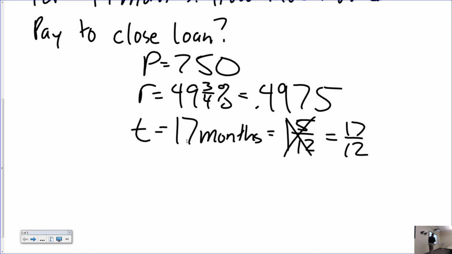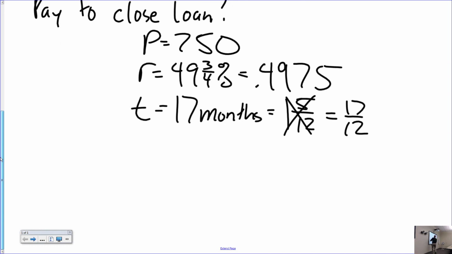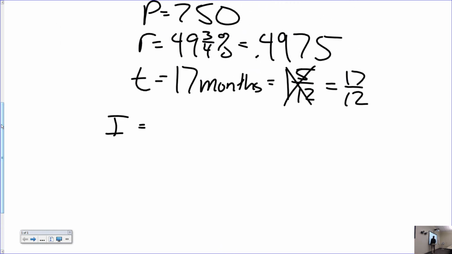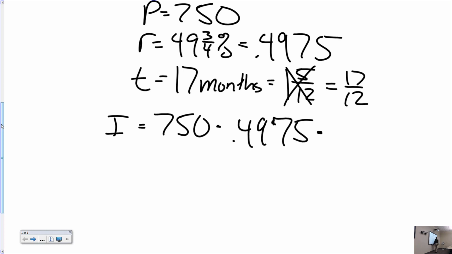You can't use that decimal in a calculator, right? Because you can't hit the 3 button enough times. So you really need to use a fraction, all right? So you need to do I equals PRT: 750 times 0.4975 times the fraction 17 twelfths. Okay?